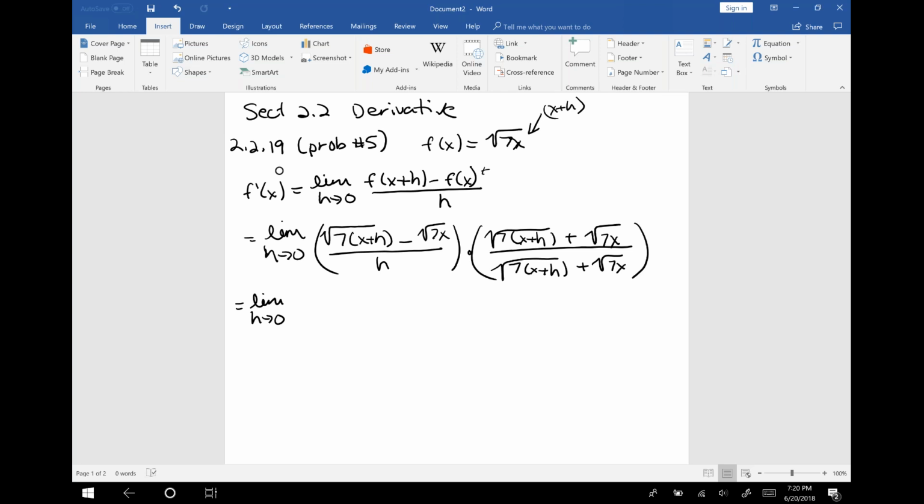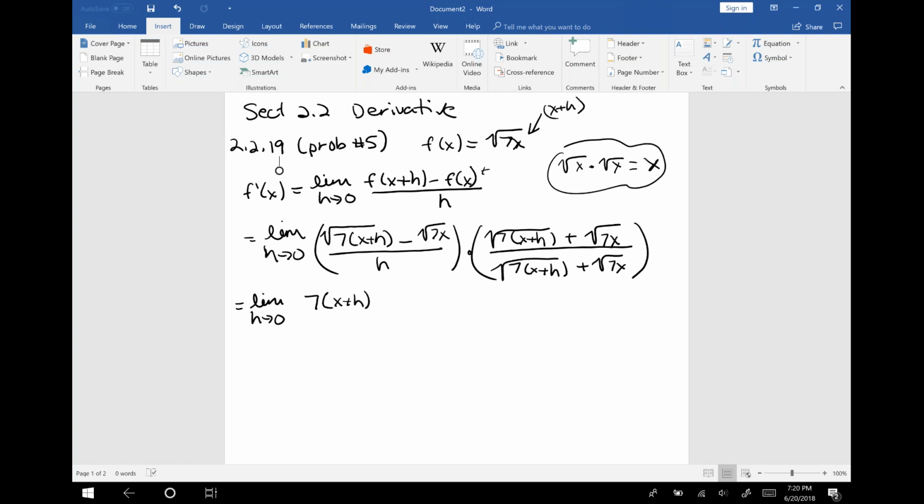So looking at the numerators, we have to FOIL the numerator. So square root of 7 times x plus h times the square root of 7 times x plus h. When you're multiplying, if you multiply the square root of x times the square root of x, it's just going to be square root of x squared. It's going to be equal to x. So the same kind of concept is going to apply here. We're going to have 7 times x plus h.